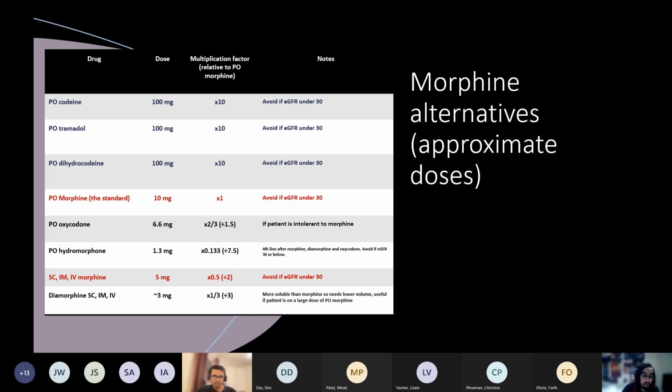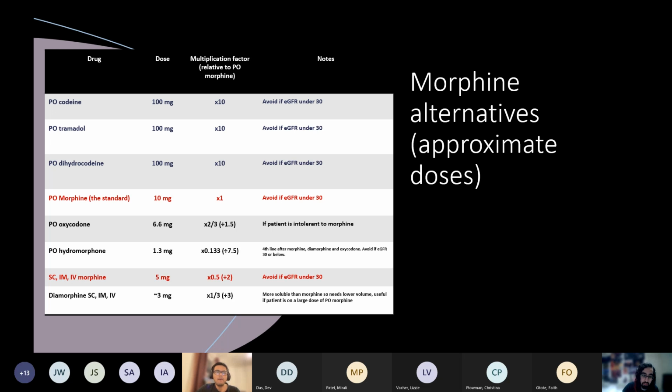Okay, quickly, here are the alternate doses. Some people advocate learning them. There are a few which are definitely important to know. So we're using oral morphine as our standard here. So that's what I've highlighted in red in the middle. So 10 milligrams of oral morphine is equivalent to 100 milligrams of codeine, tramadol, or dihydrocodeine, and these are all oral. So it's 10 times stronger. Oxycodone, and if we're talking about brand names, you will see this as Oxynorm. So Oxynorm is oxycodone, not morphine or anything, which is an alternative synthetic opioid.